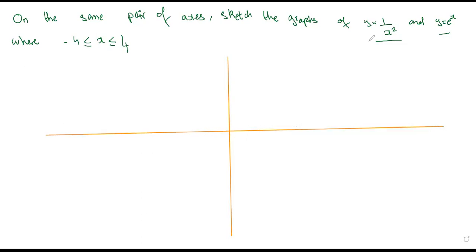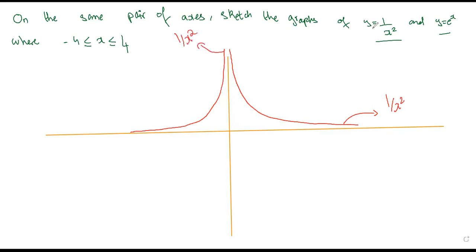So I'll use red color for y equals 1 by x squared. This is for 1 by x squared and 1 by x squared, okay? And for this part, okay.